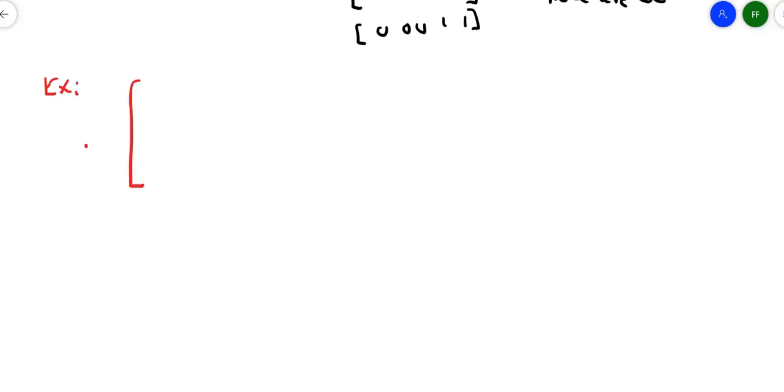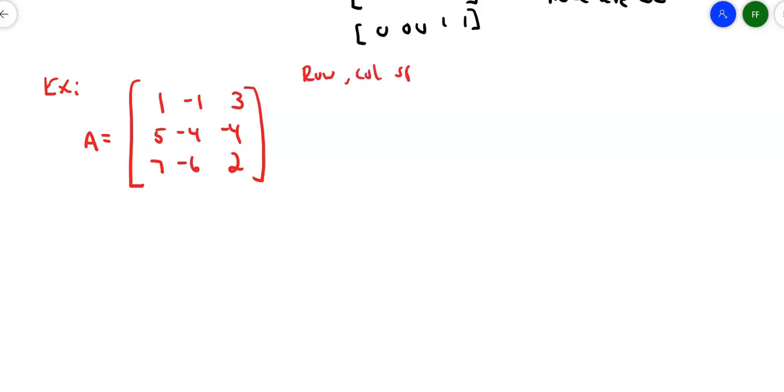Here's my matrix. I'll call it matrix A out of lack of creativity. 1, -1, 3, 5, -4, -4, 7, -6, 2. My goal is to find row space and column space. What I mean by this is I want to find a basis for the row space and the column space. So the first thing I'll do is row reduce, because if I go through the process of row reduction, I'll create a second matrix that is row equivalent to the first one. So whatever the row space of matrix A is, matrix B will be also, except it'll be a whole lot easier to read.